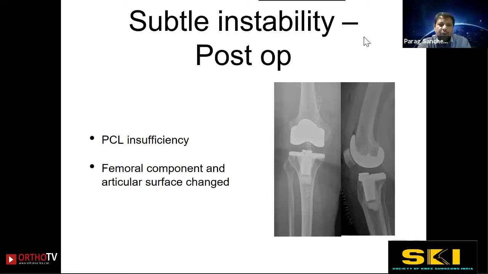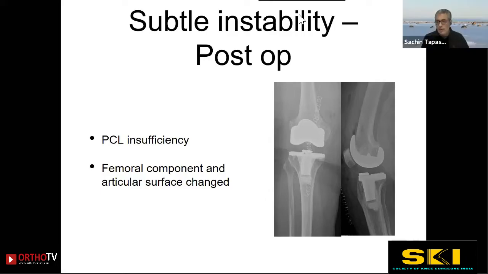Okay. So Sachin, you had a quick comment? Yeah, no, I have a question. I think on the same point which Mukesh had asked, how do you restore posterior condylar offset? So my question to the panel is that in a primary situation, what would help you achieve a better restoration of the posterior condylar offset, an anterior referencing or a posterior referencing?